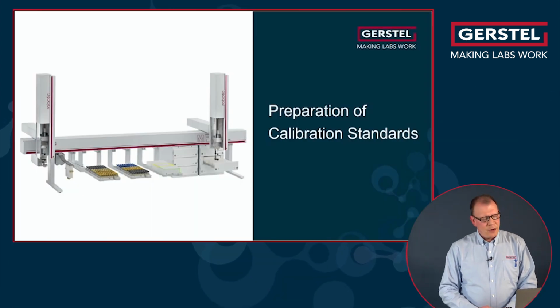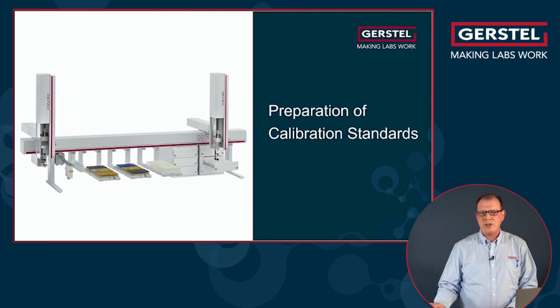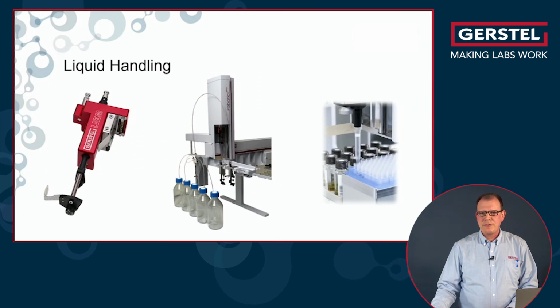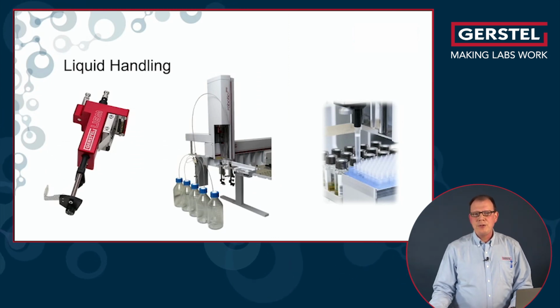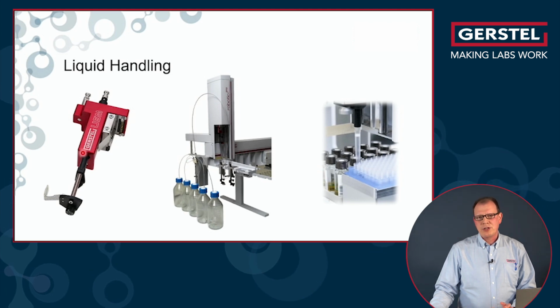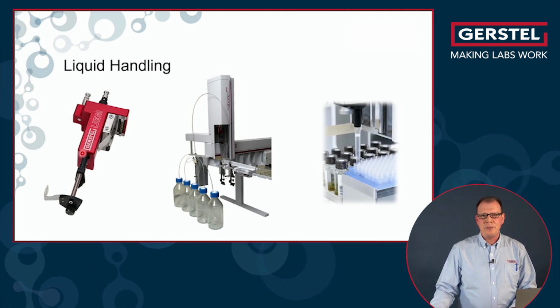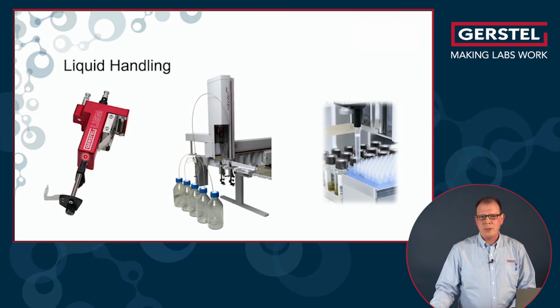Let me now get a bit more specific. I want to talk about a task you all have to do in your lab, the preparation of calibration standards. What do we need for these tasks? Of course, we need some kind of liquid handling. Normally, with the MPS, we use syringes in such syringe modules. The syringes are from 1 microliter to 10 milliliter, so a broad range of volumes is available. This is what we normally do.